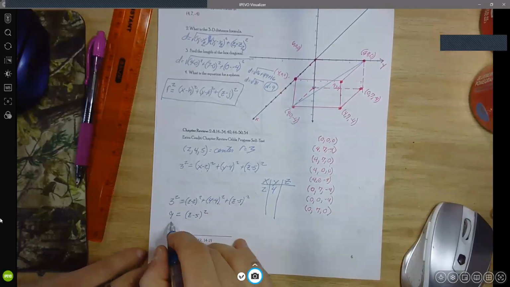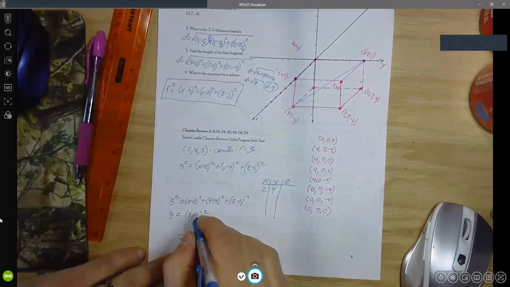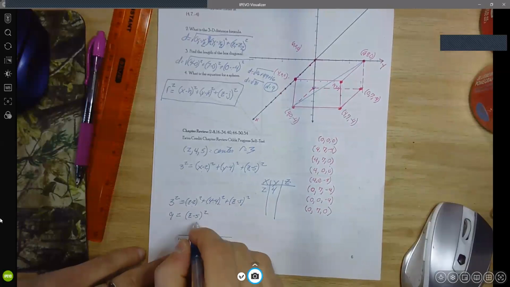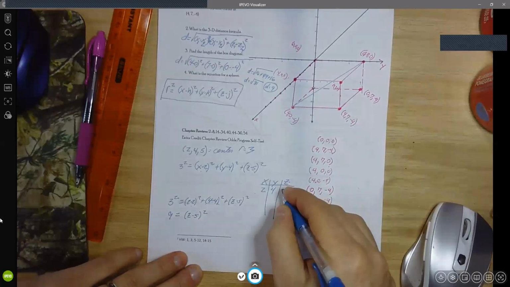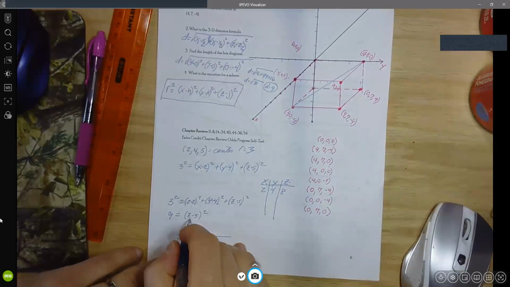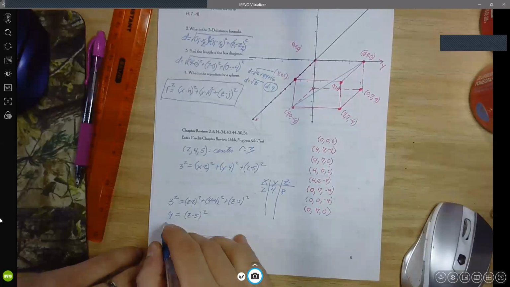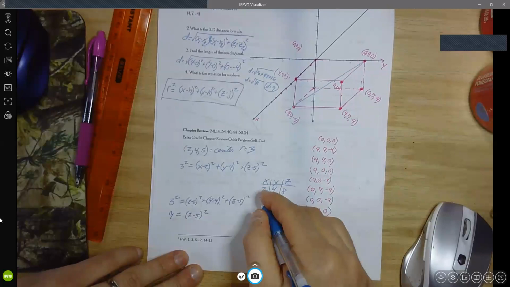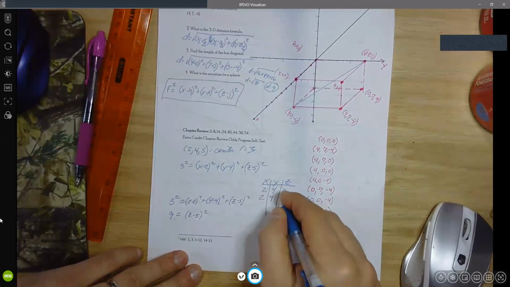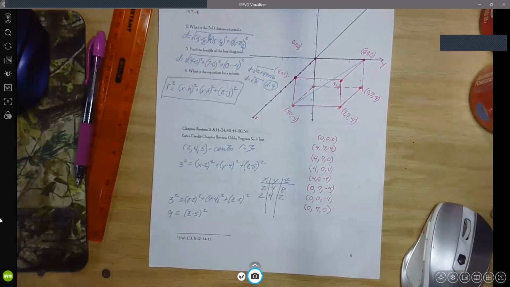Now I can solve that, right? Because I know that if I can get this to be 3 or negative 3, it's going to give me 9. So what minus 5 is 3? Well, 8, right? 8 minus 5 is 3. 3 squared is 9. I also could do 2, because 2 minus 5 is negative 3, and negative 3 squared is 9. So I can do (2, 4, 2). And that would be a lattice point.